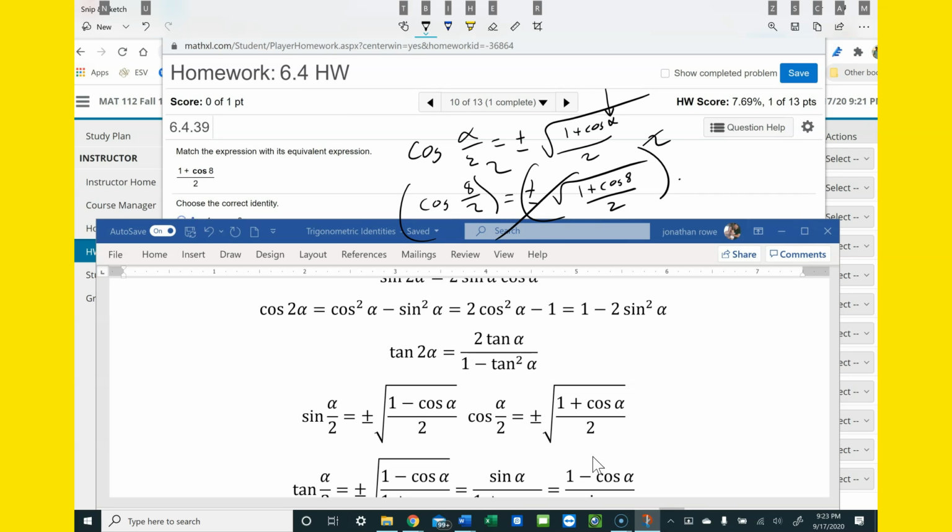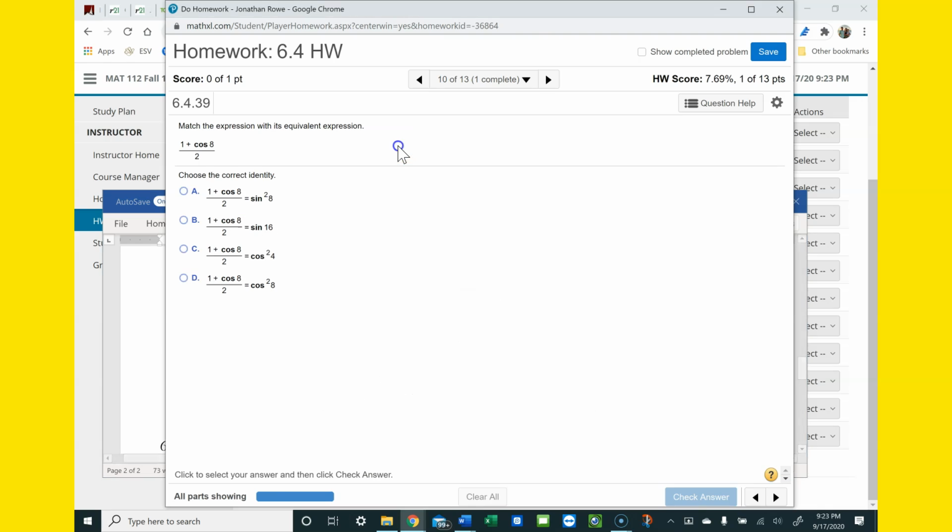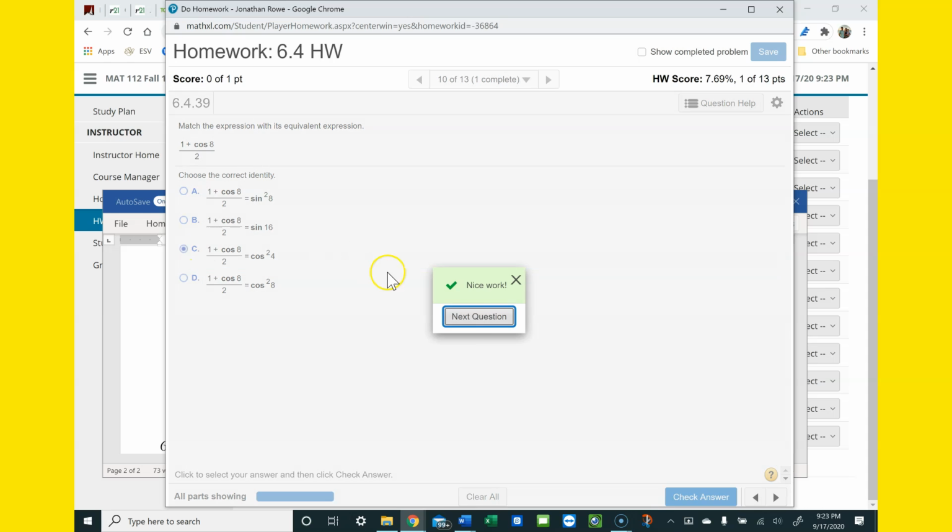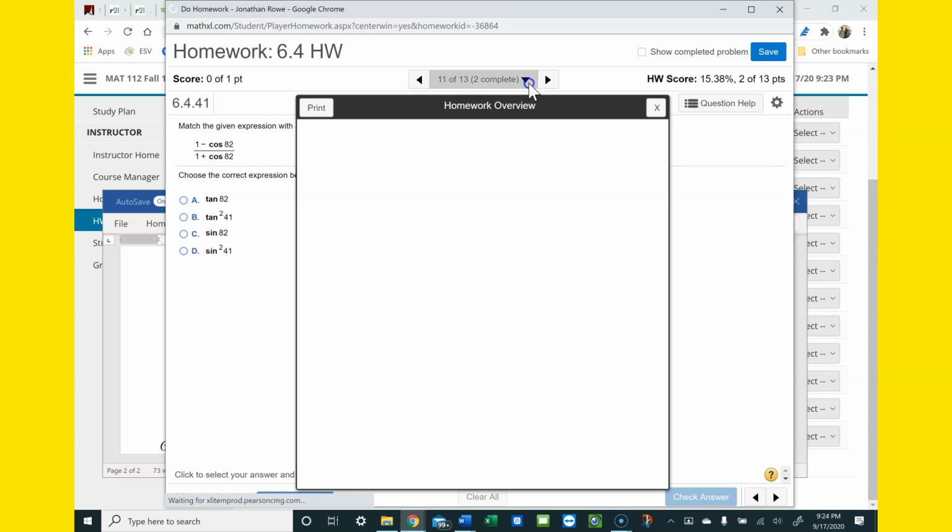So if I square that, then this expression right here becomes cosine squared, and the 8 over 2 just reduces to 4, so cosine squared of 4. We're squaring the cosine of the angle. 8 over 2 is 4, so it's just cosine squared of 4, and let me see if that matches an answer choice. Cosine squared 4. Yep, it should be choice C right there. Correct. Let's go to number 13.